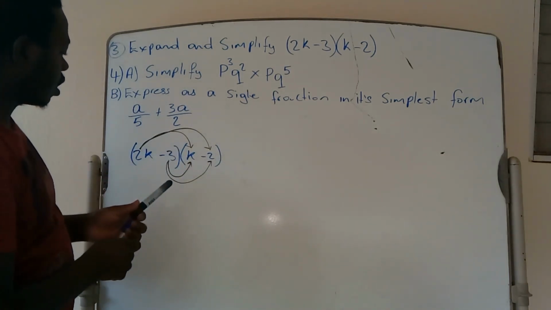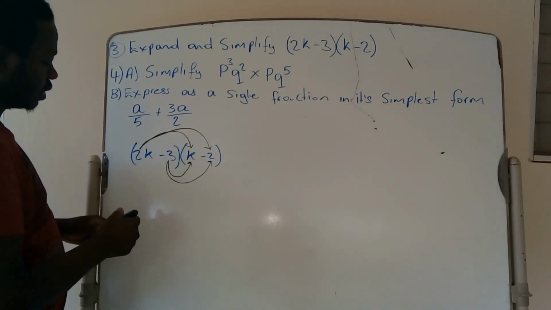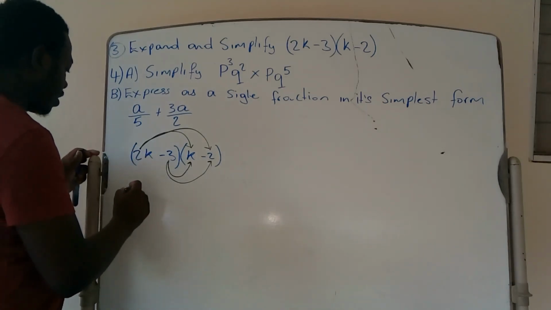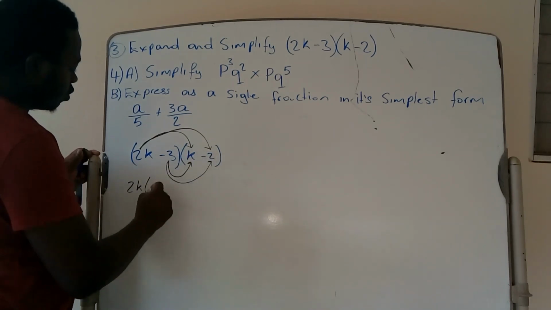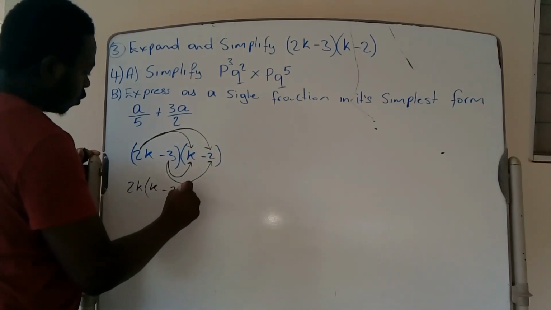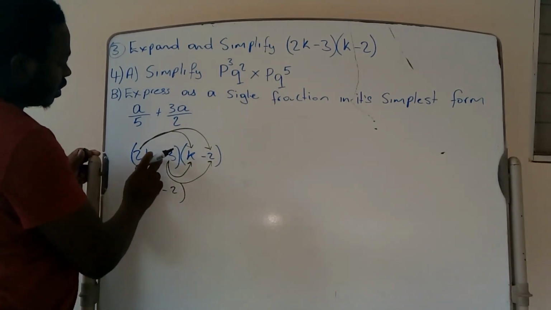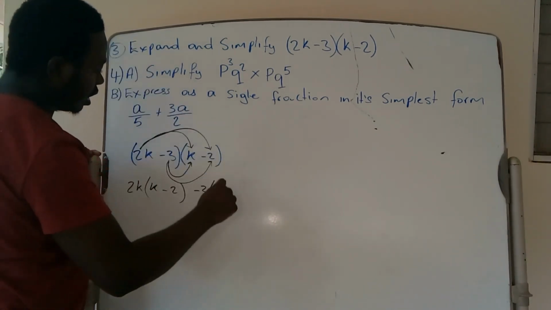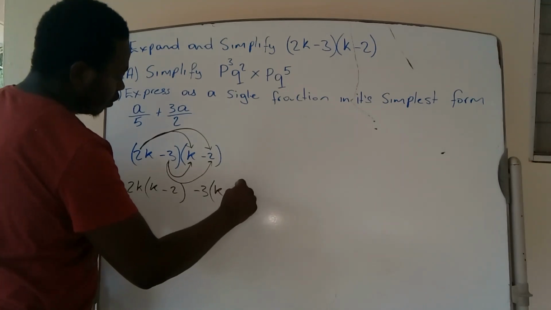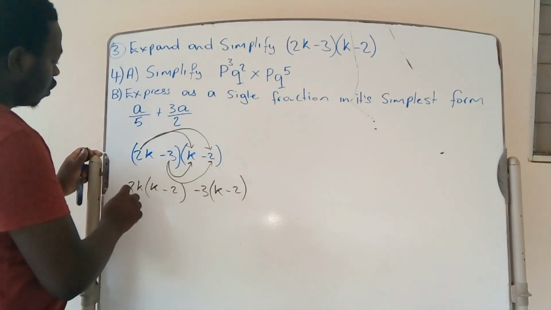But this might look confusing. So what does this mean? This simply means that you're going to take 2k and multiply it by the second bracket, which is k minus 2. And you're going to take this minus 3 and multiply it by the second bracket, which is k minus 2.